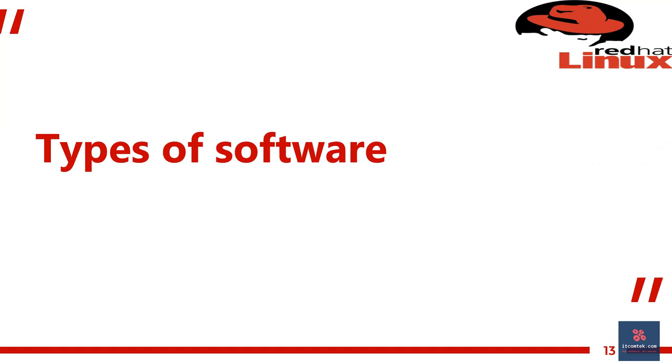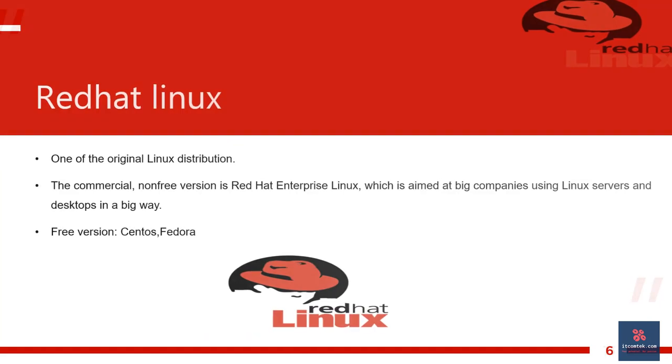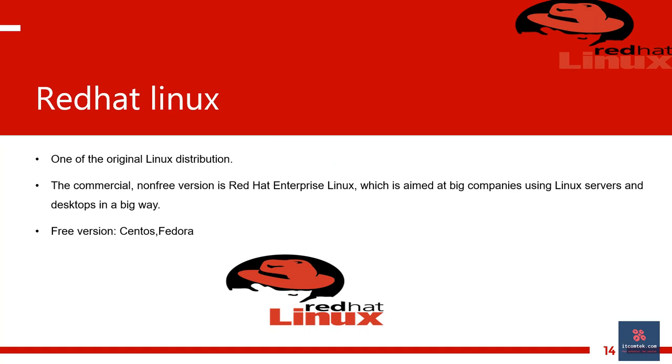Now the types of software, the distributions of Linux. Number one distribution of Linux is Red Hat Linux, or Red Hat Enterprise Linux Server. It is one of the original distributions of Linux. It's commercial, a non-free version, Red Hat Enterprise Linux. But you could download it and use it freely. But if you want support or a hotfix for the bugs that you find, you must pay a subscription. It's not a license, it's a subscription for hotfixes and support. But there are free versions, CentOS and Fedora. Fedora is the project that is used for developing new versions of Red Hat Enterprise Linux.